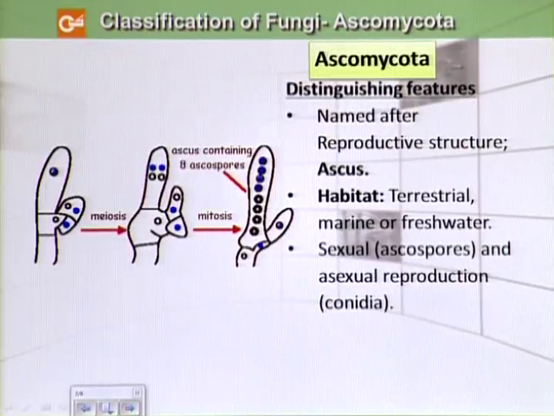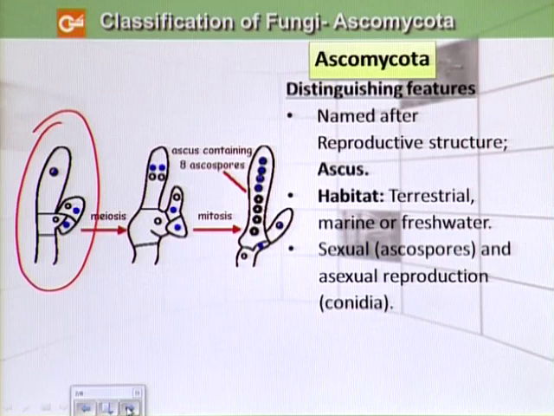As we can see here, this is ascus, and inside the ascus, ascospores are present. These ascospores are actually 8 in number, and we will study in next few slides how this number is 8. And then we can see that they are mostly terrestrial, but some species can be marine or freshwater, and they can reproduce both sexually and asexually.